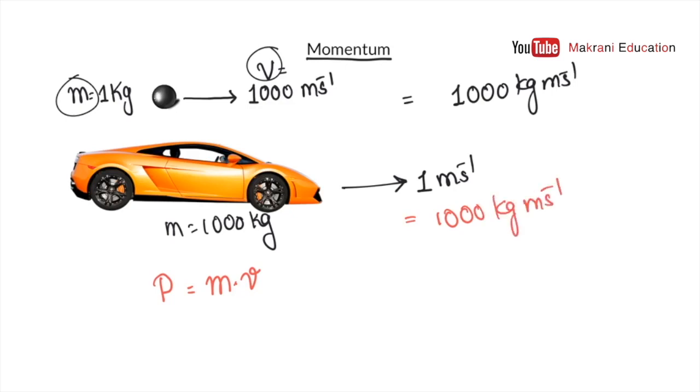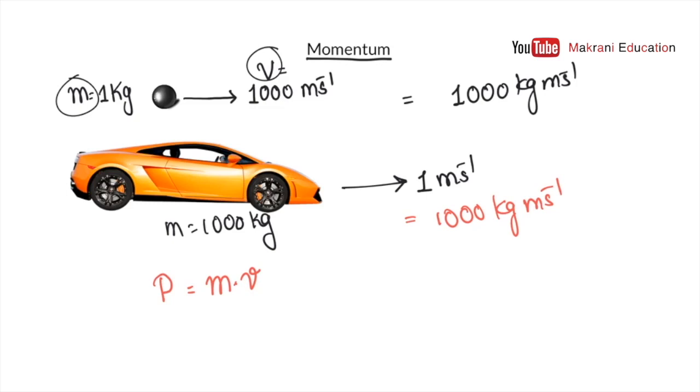So here momentum of both a spherical ball and car are same, though car has more mass compared to the spherical ball and the ball has more velocity compared to a car, but the product of both mass and velocity are same for both. So momentum for both will be same. So momentum is something that depends on both mass and velocity.